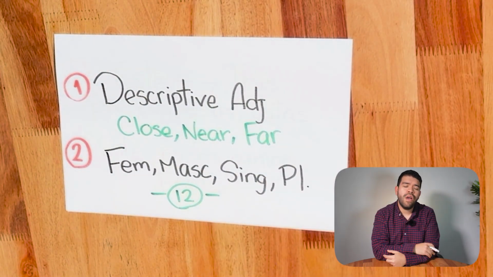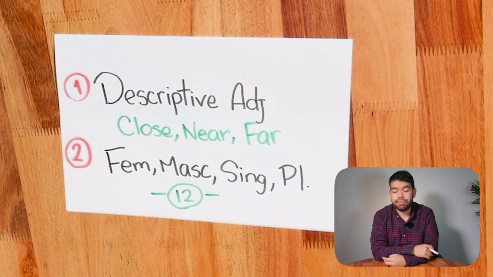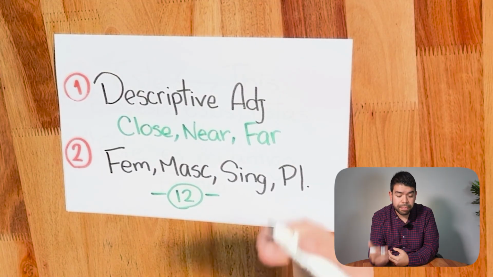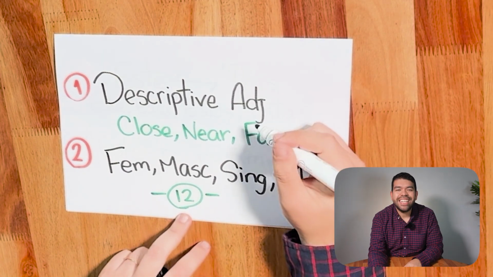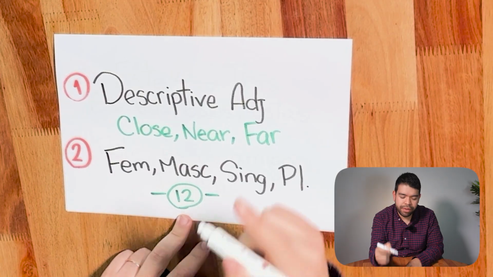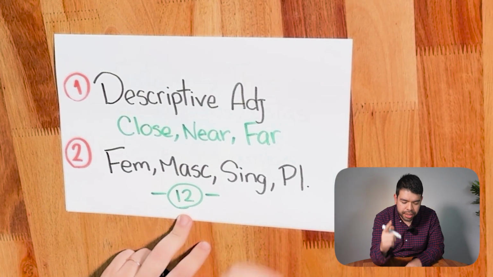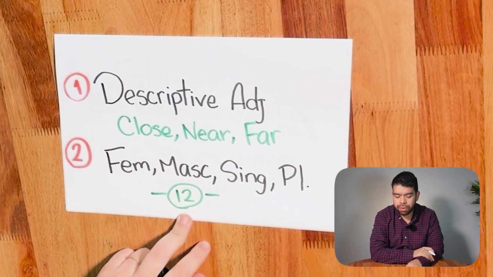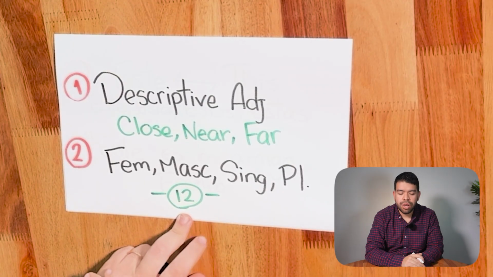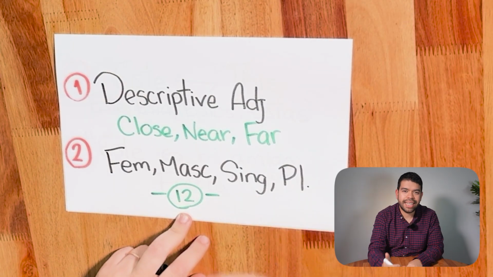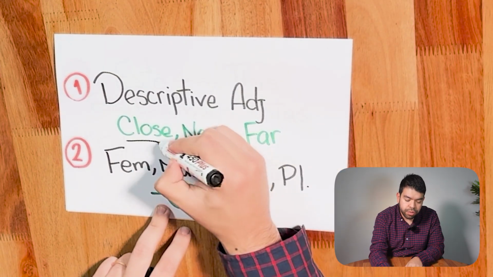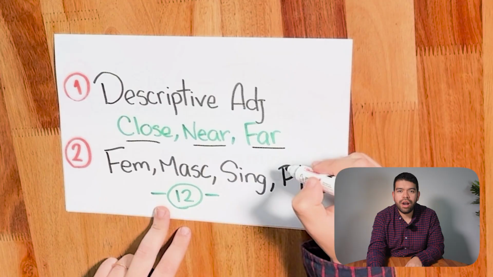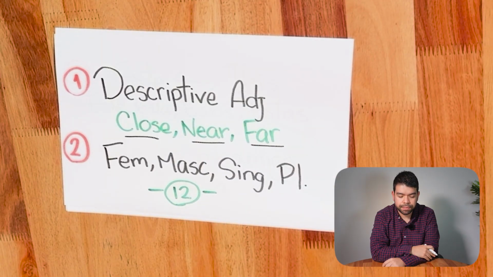Let's start with things they have in common, okay? First of all, these words, all of them, are descriptive adjectives. And what's that? That means you can use them to identify things by their proximity. So, like this and that, we will use este, ese, and aquel to talk about things that are close, near, or far away from us.